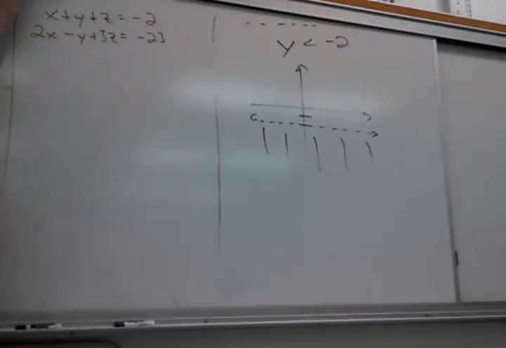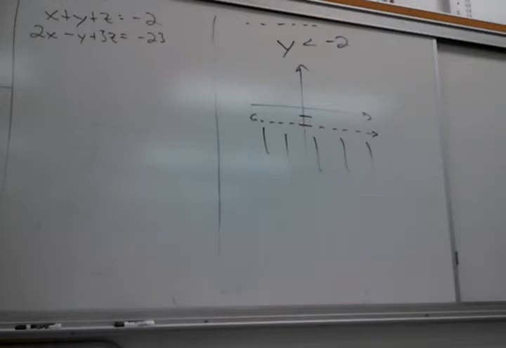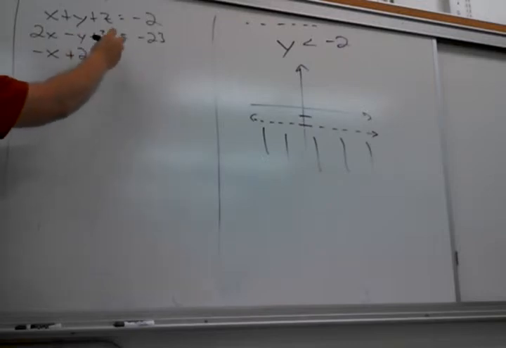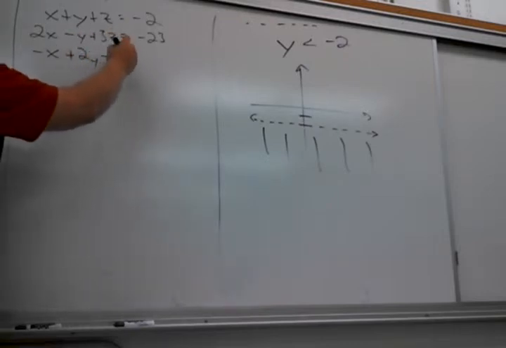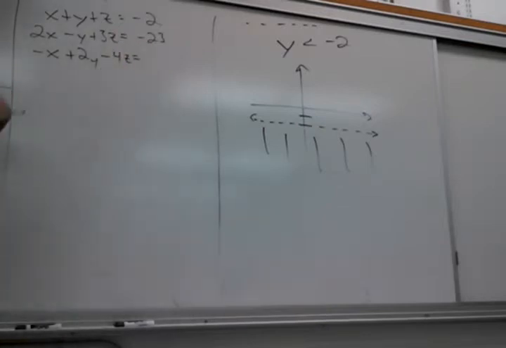So the first one is x plus y. Alright, and then one more equation. Let's say negative x plus 2y minus 4z. So what would that be? That would be negative 1 plus 8. That's 7 so far. Plus 28. 35, right?